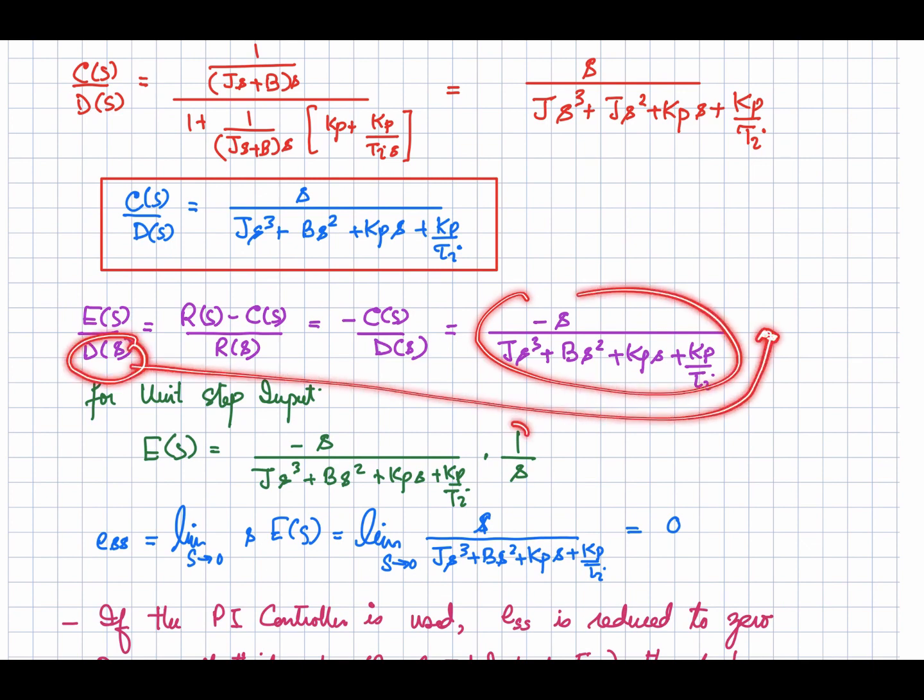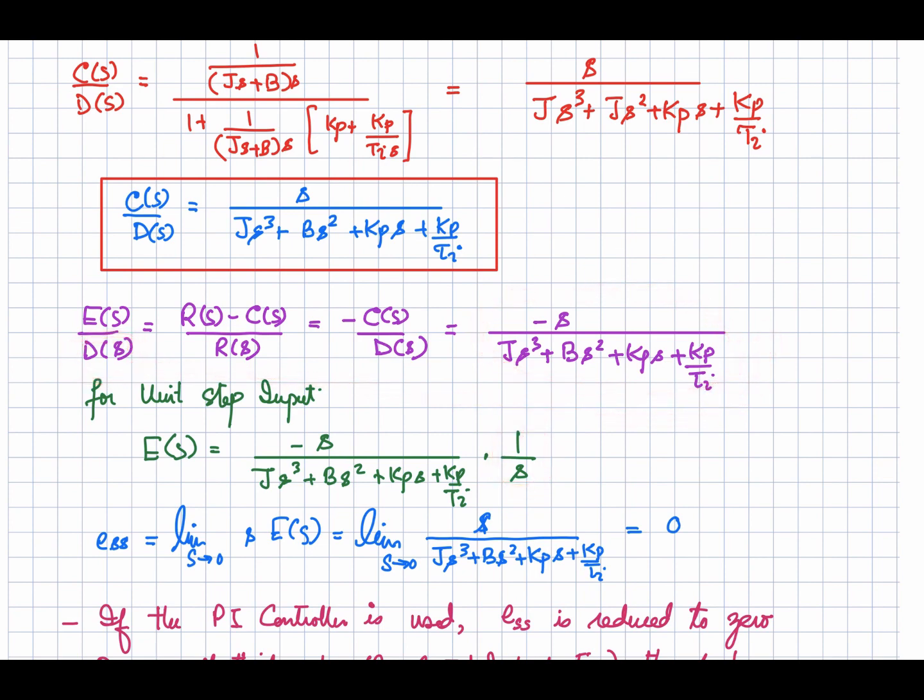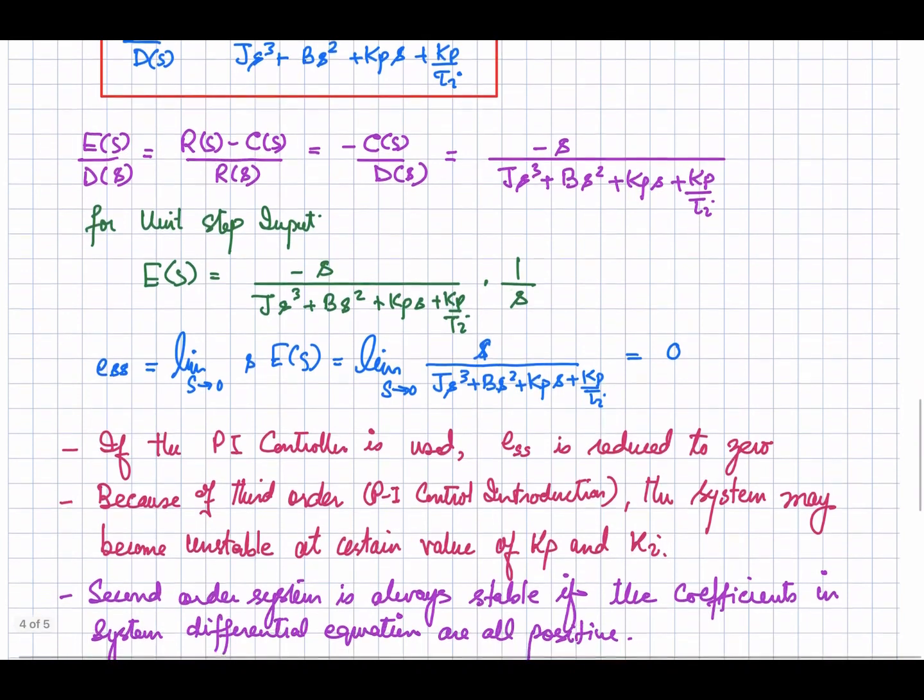So let's suppose that there is a unit step disturbance. For unit step disturbance, this is the error equation, and if we calculate the steady state error with the help of this equation, using this E of S over here, this S and this S will be cancelled out. So if we apply the limit, this is 0, this is 0, this is 0, this is 0, so because of that your steady state error is 0. So if we use the PI controller, the steady state error is reduced to 0, right?